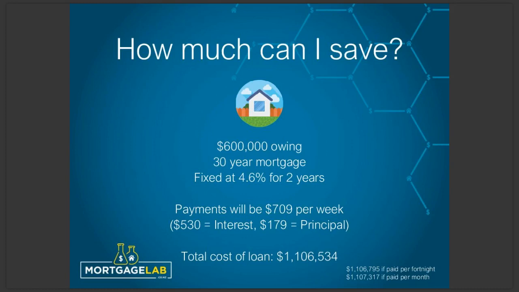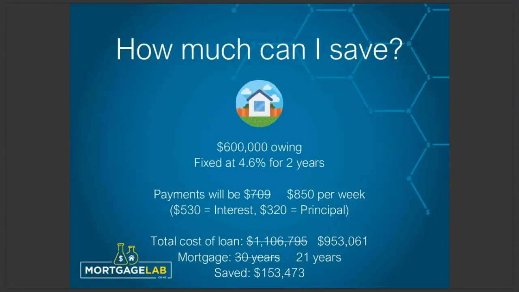Anyway, that's just an aside, but let's look at what happens if we increase the payments by just a little amount. What we see here is that the person has increased their payments by $141 per week, from $709 to $850. There's no change to the interest cost, but the principal or the mortgage reduction cost has almost doubled to $320. Believe it or not, with just a smaller increase, they'll have reduced their mortgage by $153,000 and will be mortgage-free in 21 years rather than 30 years.